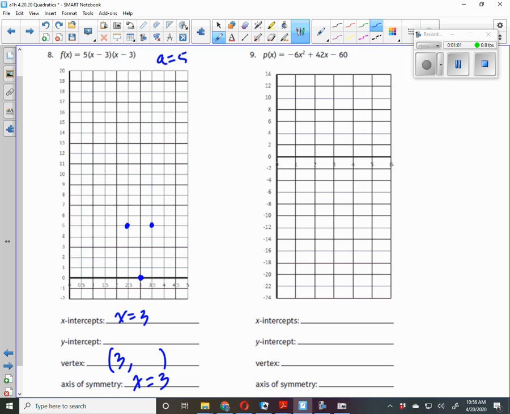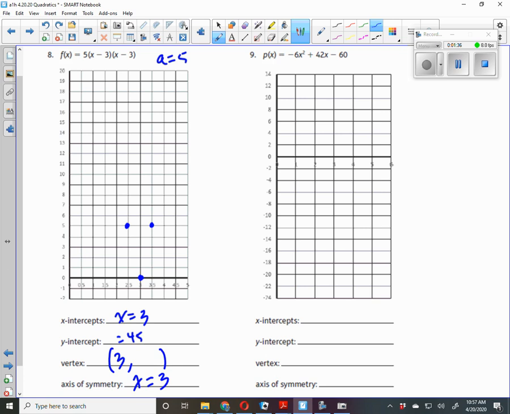And it looks as though my y-intercept, if I just multiply -3 times -3 times 5, that'll give me my y-intercept at positive 45. That's off the chart. Okay, so the only thing I have to figure out now is if I plug in numbers, can I get my vertex?